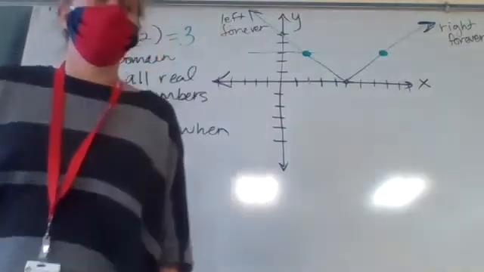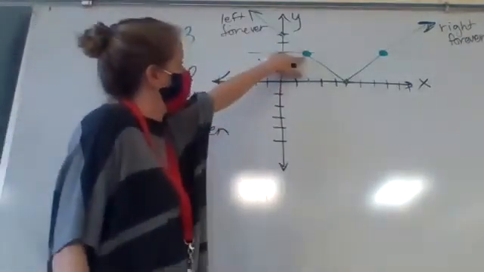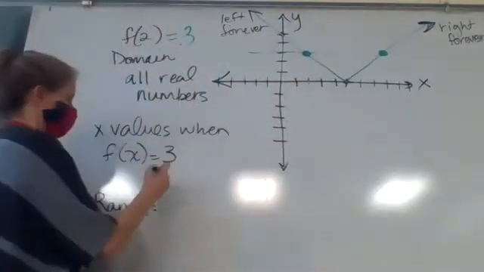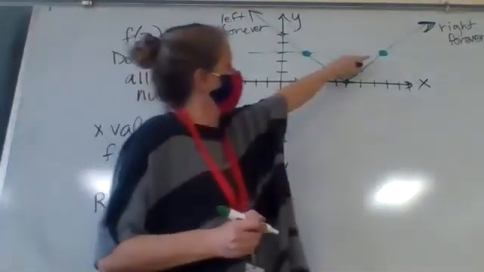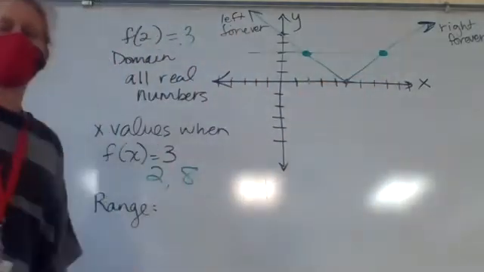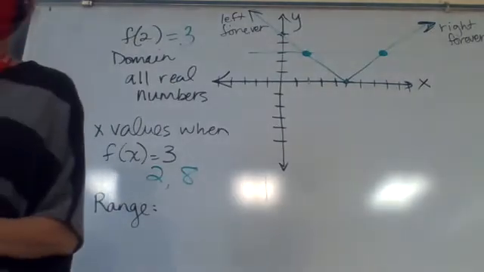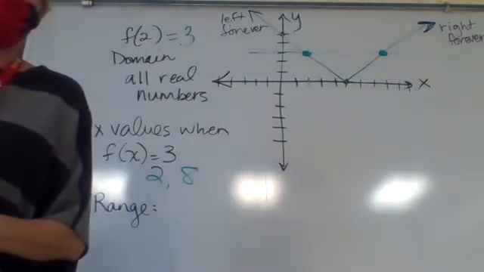2 spots have y 3 coordinates. What are the x's that go with those points? What's this one's x? 2, somebody just said it. And what's this one's x? 8. So 2 and 8 are the x's that go with the y's being 3.